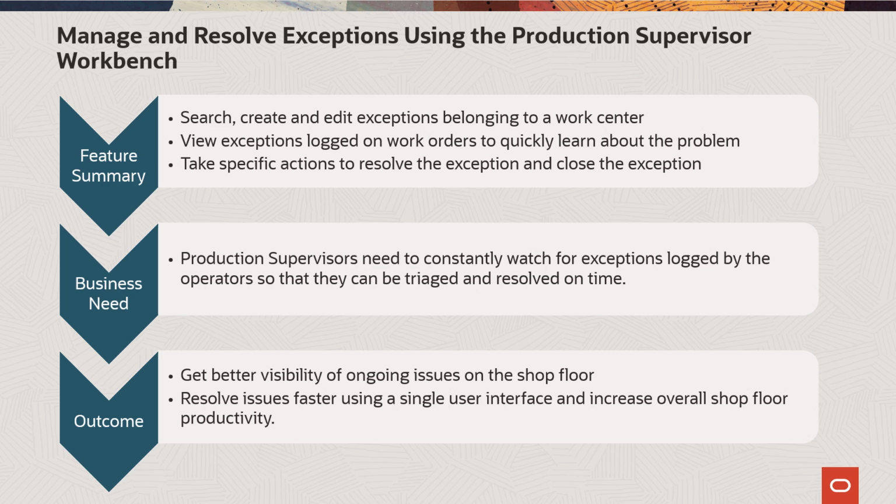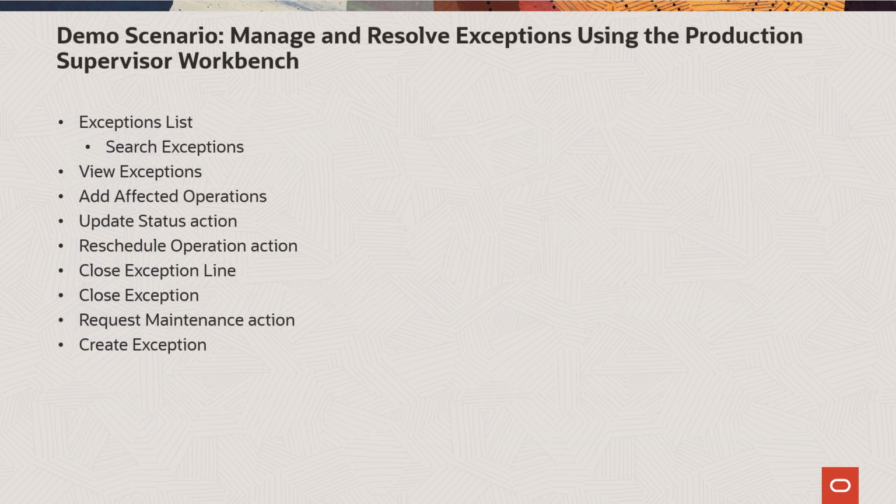Depending on the exception type, specific actions are available to address each issue. It's crucial for production supervisors to monitor exceptions logged by operators to ensure timely triage and resolution. With this update, supervisors gain improved visibility into ongoing issues on the shop floor. They can resolve problems faster using a single interface, ultimately enhancing overall shop floor productivity. This demo shows you how you can use this feature.